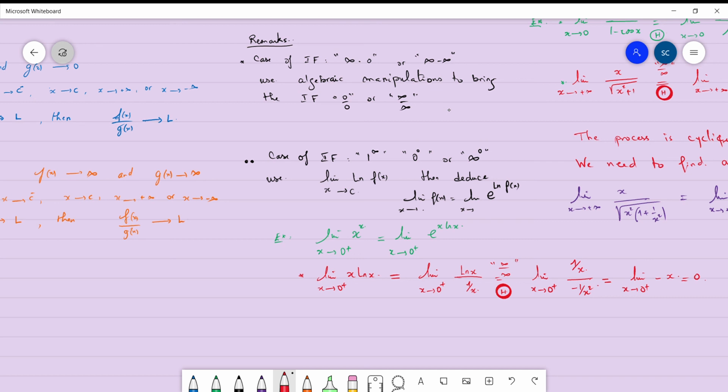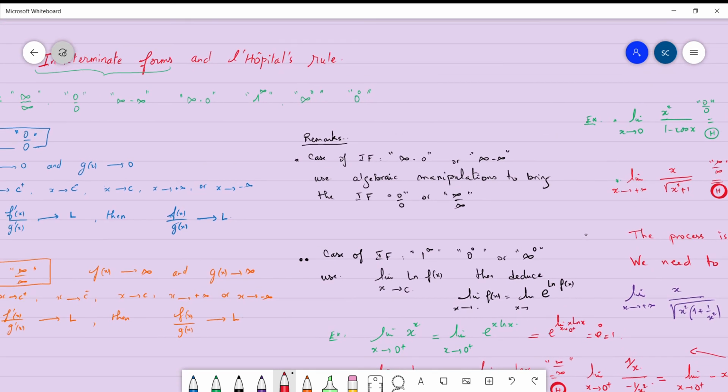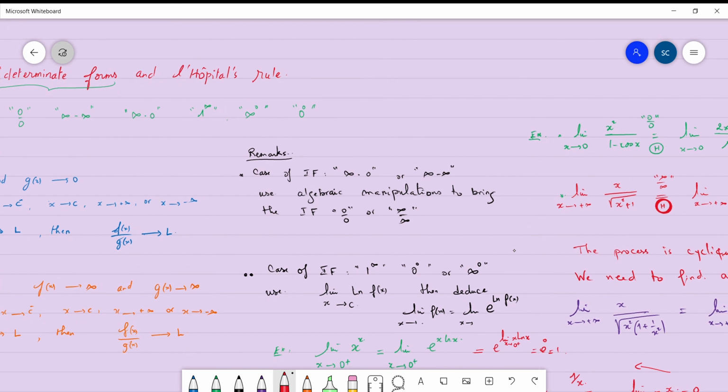Then come back here and say its limit. It will be the exponential of the limit of x ln x as x approaches 0 plus, which is e^0, which is 1. So this is how you can proceed, and you see the main difficulty is practical. You need to know more techniques, more recipes.